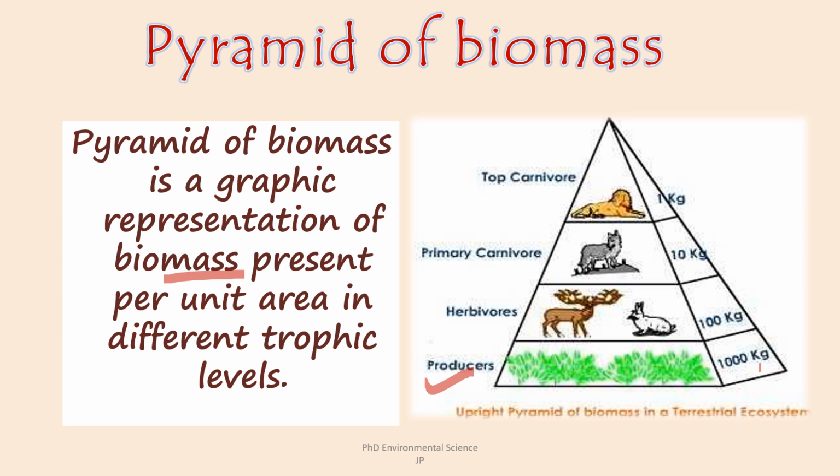These include plants and grasses in a terrestrial ecosystem, which form the base of the food chain and generate biomass through photosynthesis. The second level is herbivores, which consume the producers. The biomass, you can see, is 100 kg, decreased, less than that of the producers. The animals here are deer, rabbits and other herbivorous species that feed on plants.